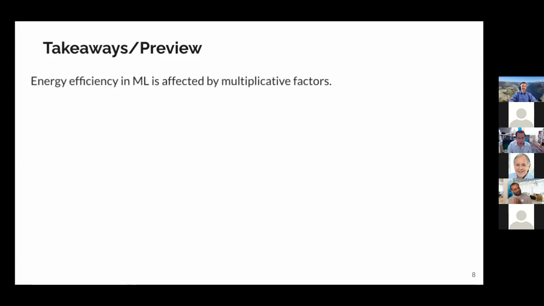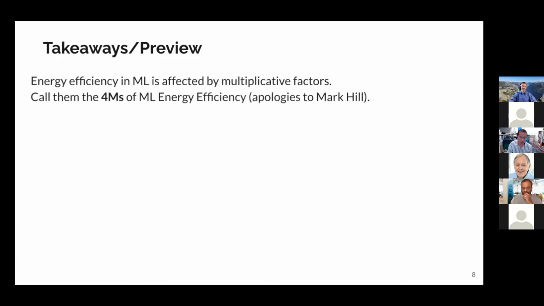And let me mention 4 different factors, and apologize to Mark Hill for stealing his 3 C's thing and renaming it the 4 M's for ML energy efficiency. The 4 M's that contribute to how energy efficient you are in training are, first of all, model. If you look at the jump from Transformer, which is the basis of the current giant model revolution, to Primer 4 years later, it's a 4x energy improvement for similar accuracy.